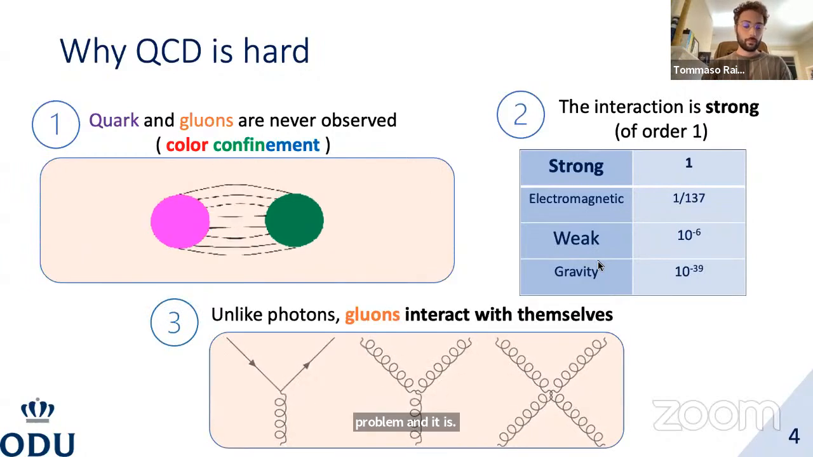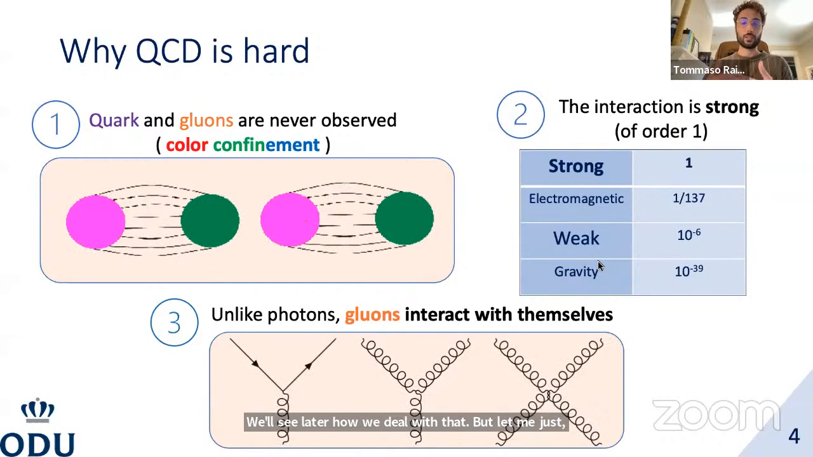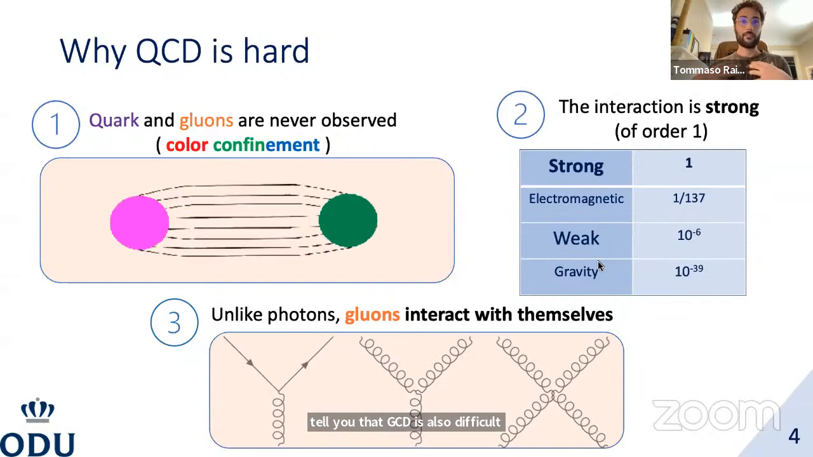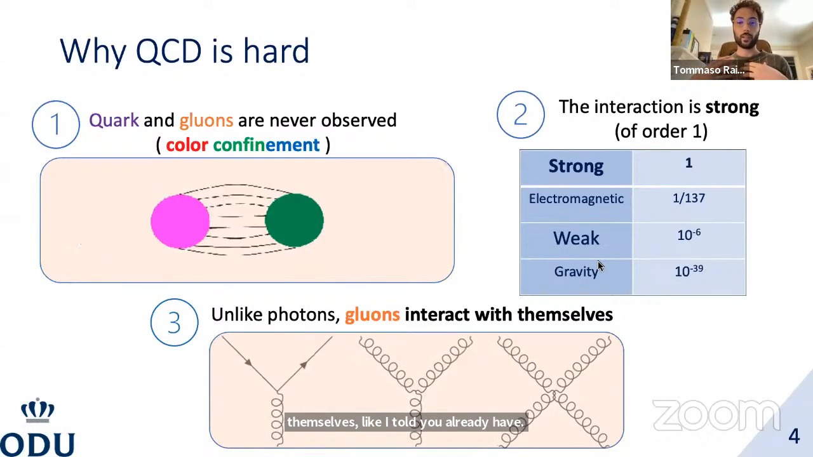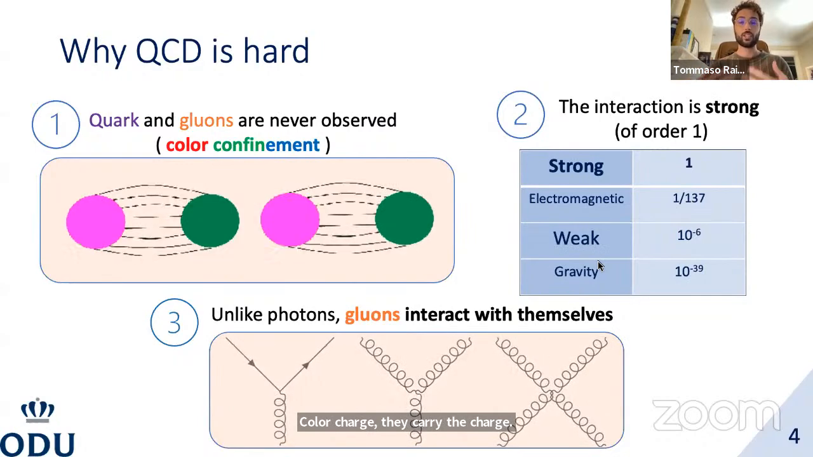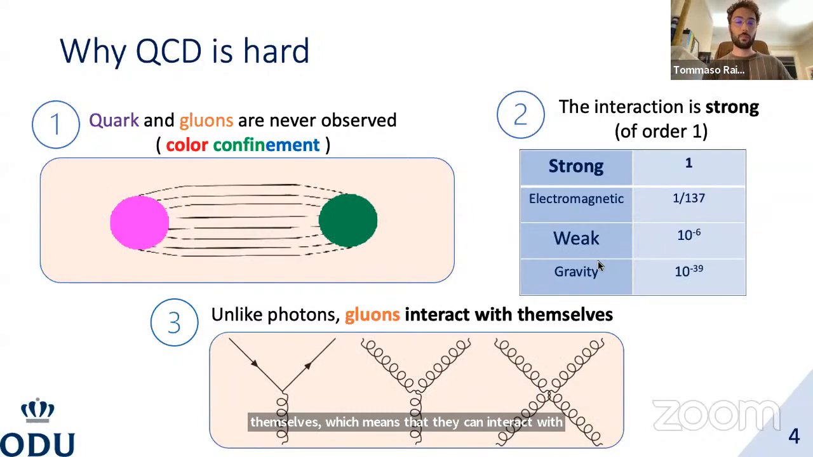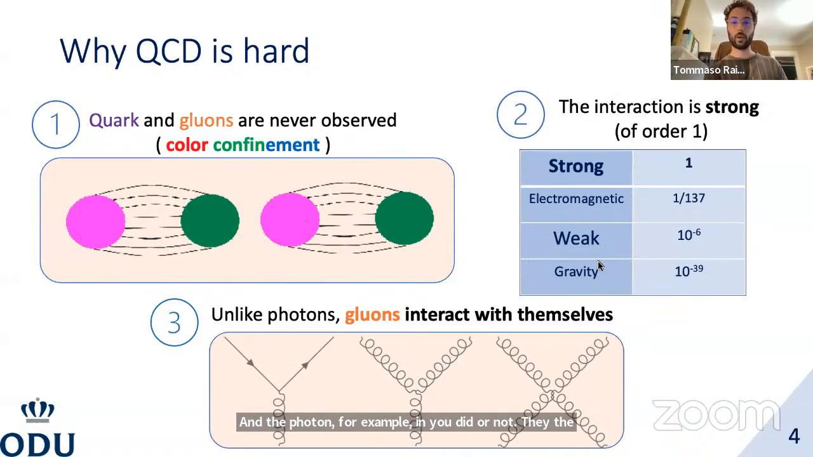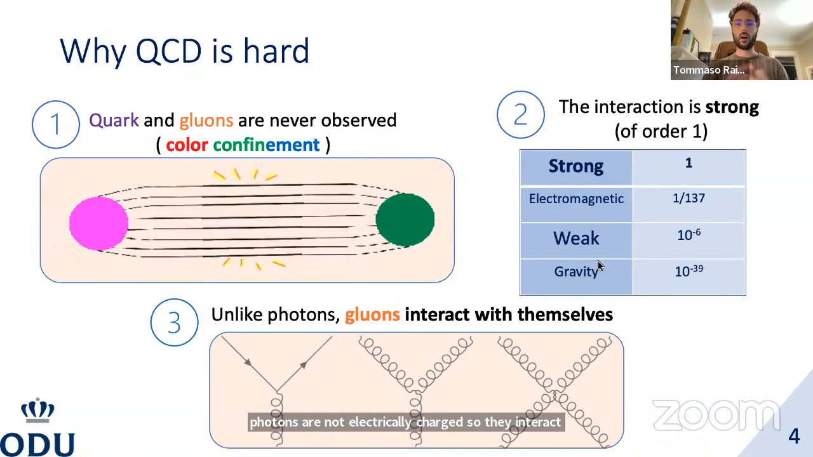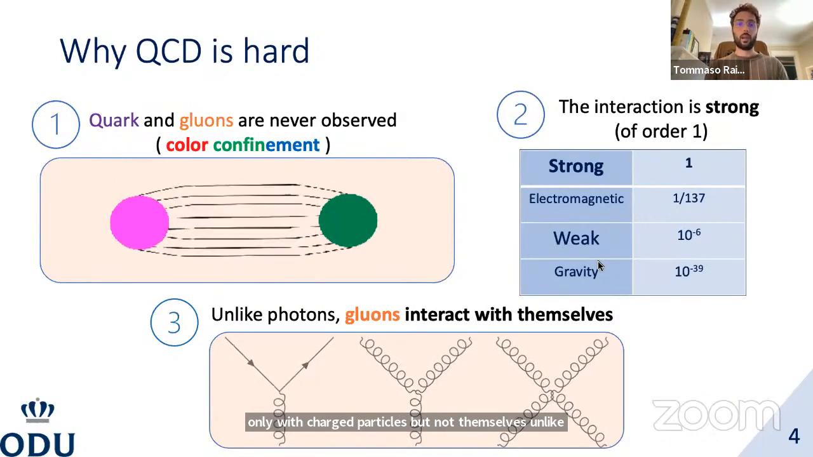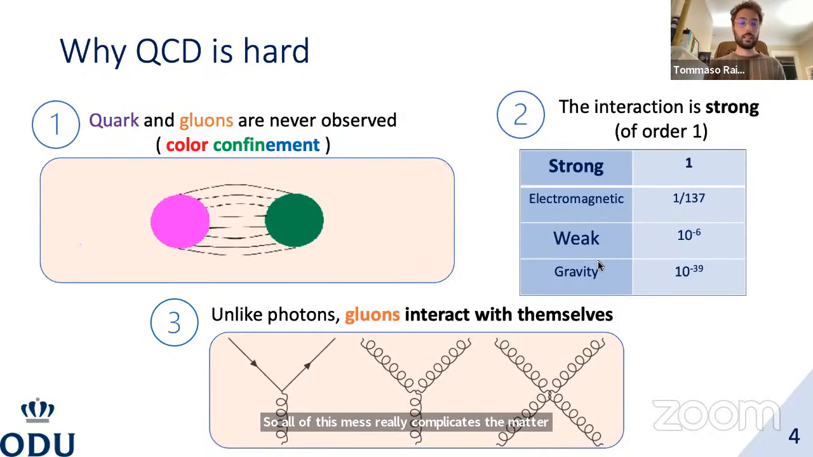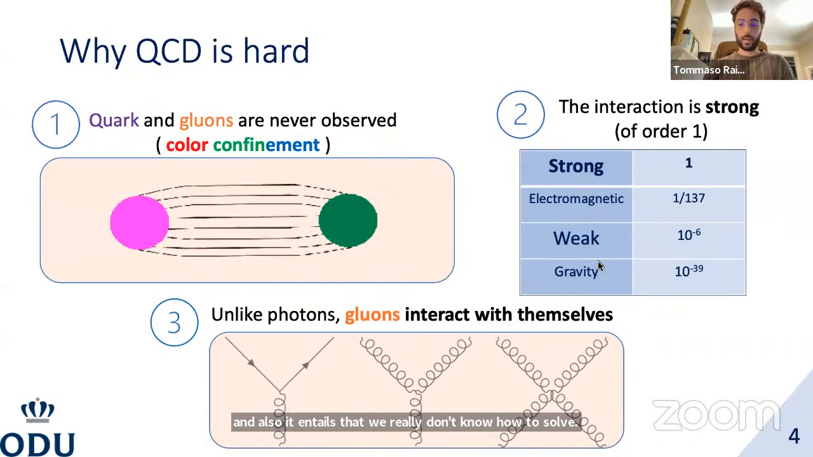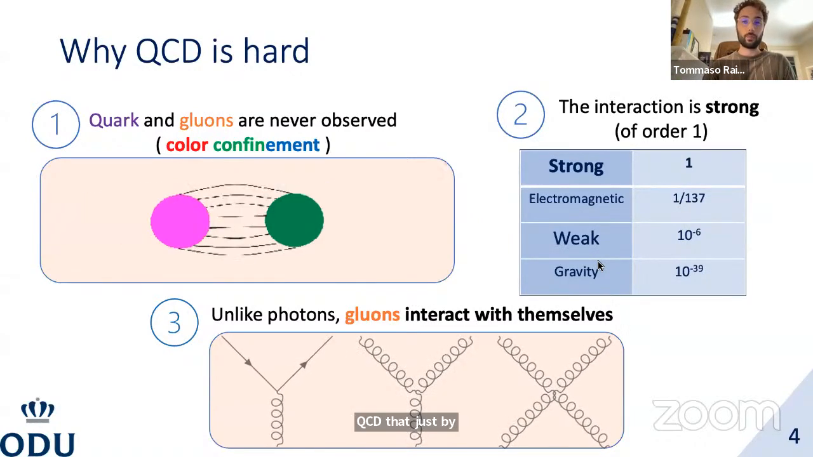But let me just tell you that QCD is also difficult because the gluons themselves, like I told you already, have color charge. They carry the color charge themselves, which means that they can interact with themselves. The photon, for example, in QED does not. The photons are not electrically charged, so they interact only with charged particles, but not themselves, unlike the gluons. So all of this mess really complicates the matter, and it also entails that we really don't know how to solve QCD just with pen and paper, if you wish, or even just by relying on perturbation theory.